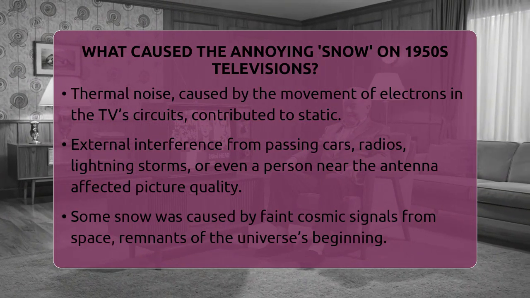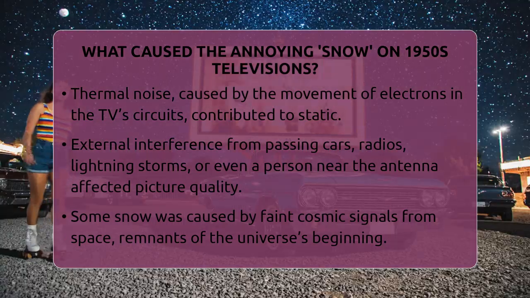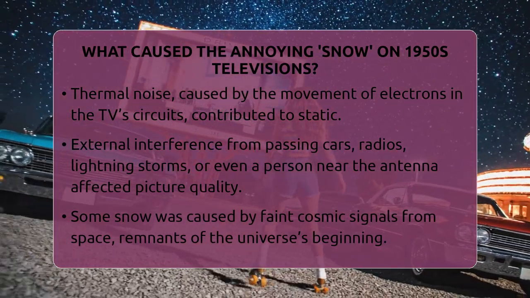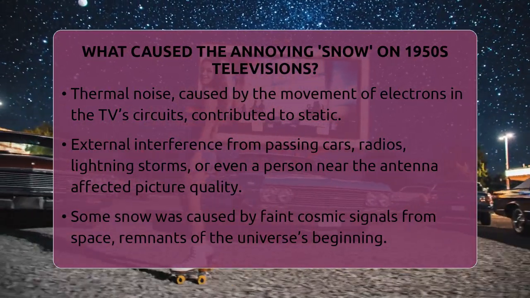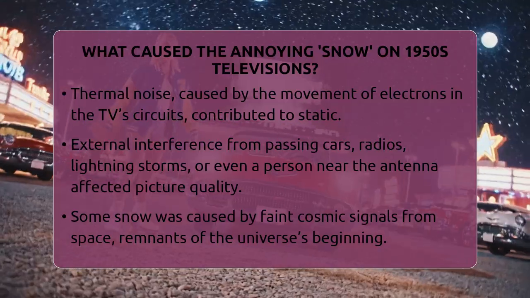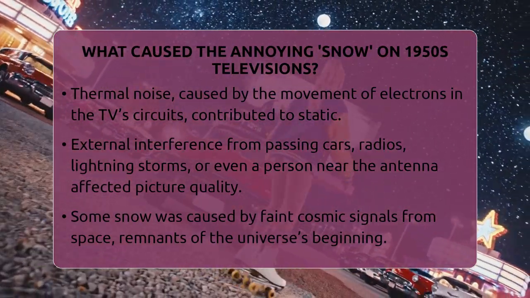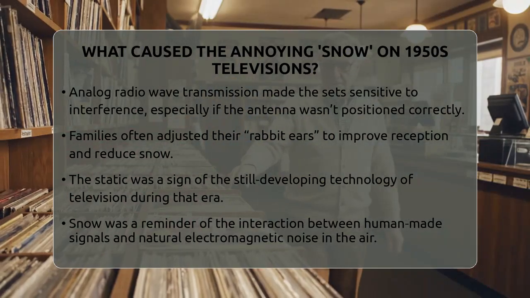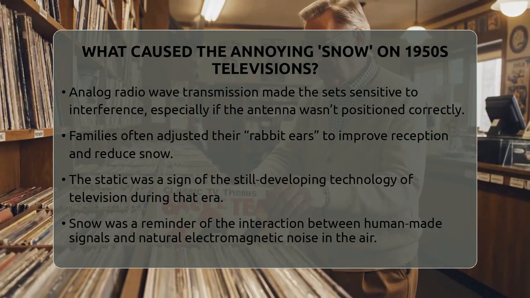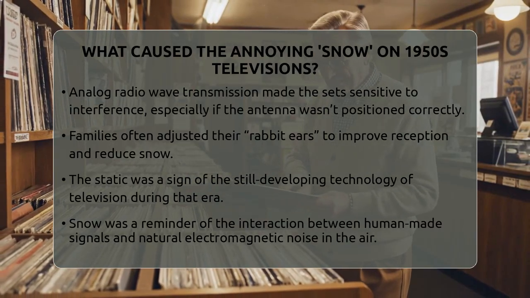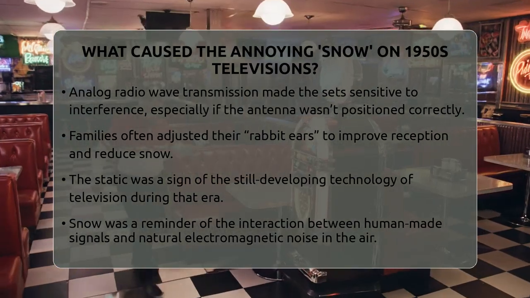The technology of the 1950s was still new, and the signals were transmitted over the air using analog radio waves. Since the sets were more sensitive than modern digital televisions, they easily picked up interference if the antenna wasn't positioned just right or if the weather was bad. That's why families would often adjust their rabbit ears, moving them around or holding them in place to get a clearer picture. The snow on the screen wasn't just a nuisance.